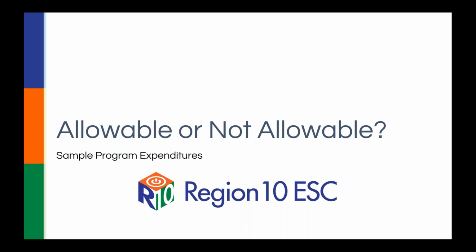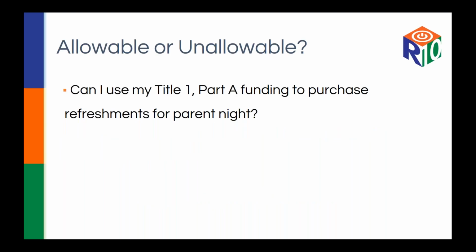If my 10th campus is targeted assistance, it is different. I can only use those Title I Part A funds to meet the needs of the served Title I students, not eligible, but actual served Title I students on that campus. Let's look at a couple of examples. Here's the first. Can I use my Title I Part A funding to purchase refreshments for parent night? So in essence, is food allowable?